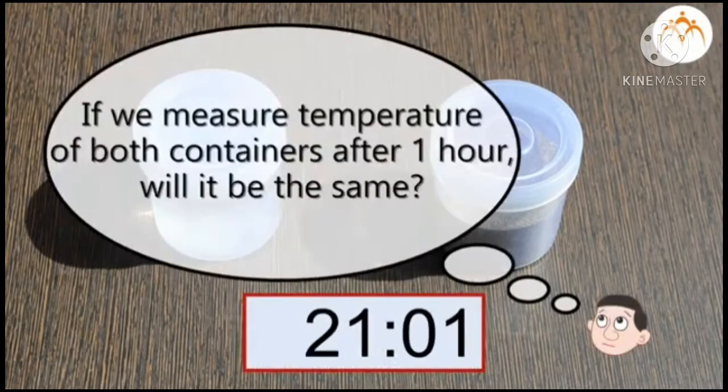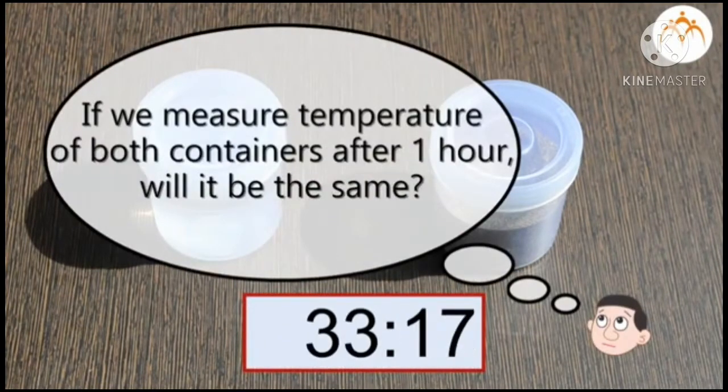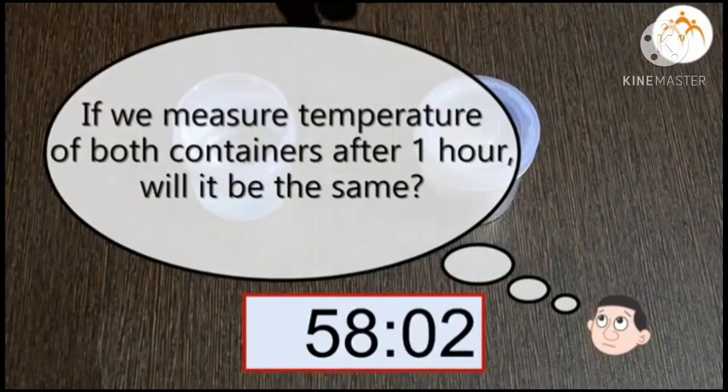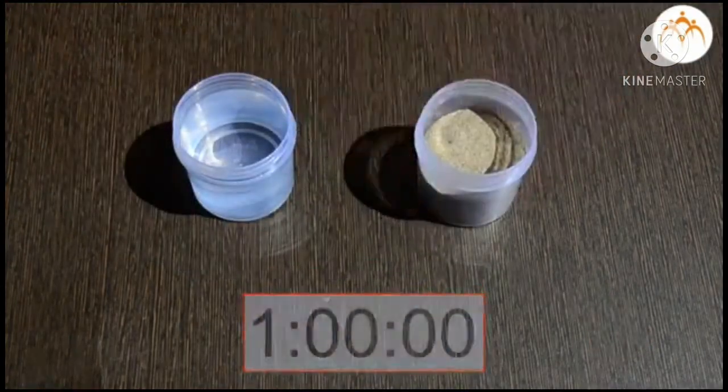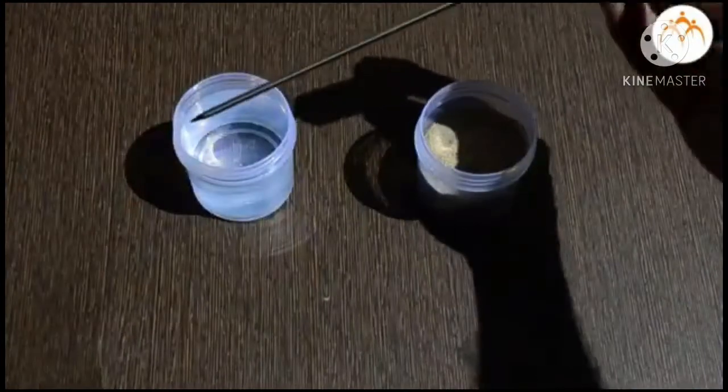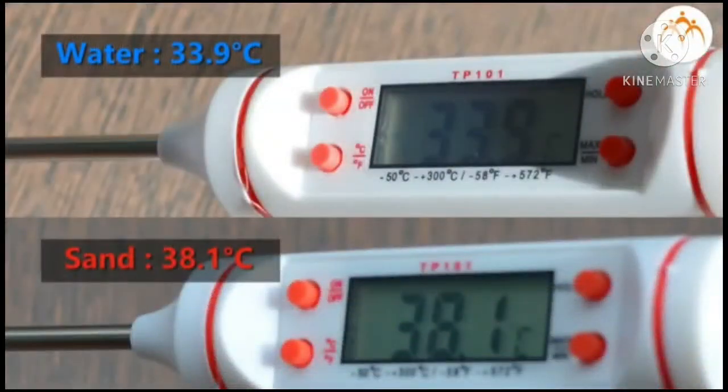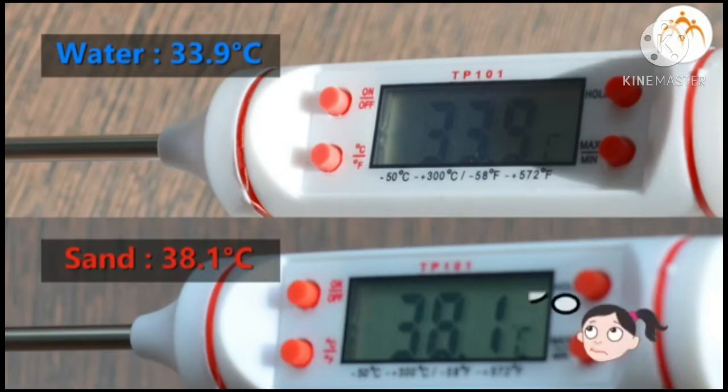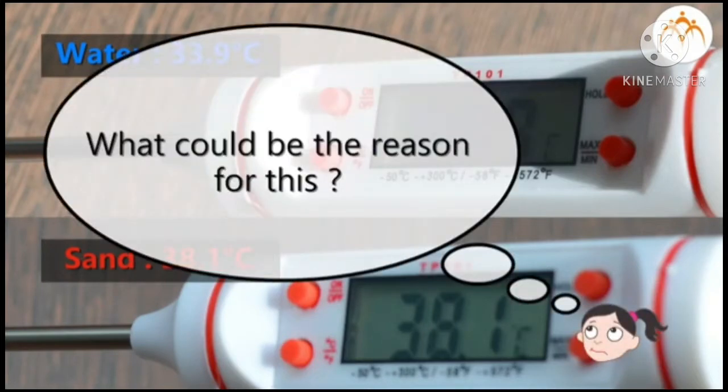If I measure the temperature of the sand and water after 1 hour, will it be the same? It is not. Temperature of sand is more than that of water. We provided the same sunlight to both the containers. What could be the reason for this?